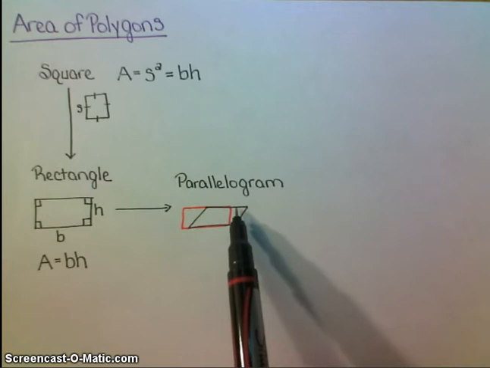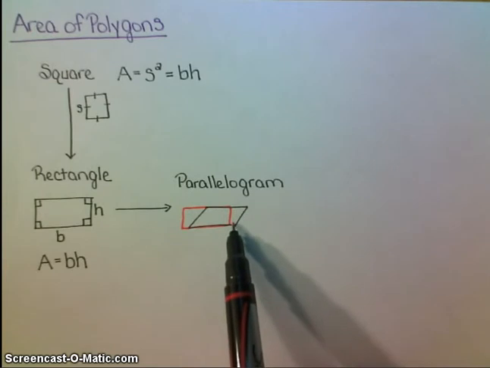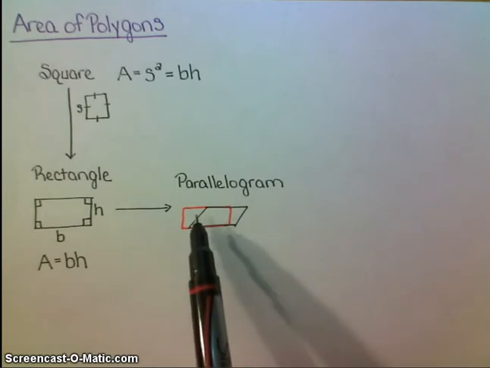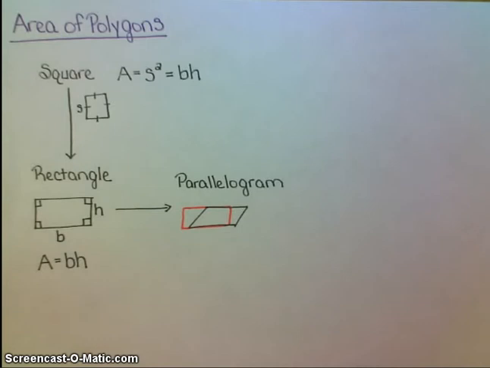So by taking off this end piece here, just picking it up, moving it down here, and placing it on the other end of the parallelogram, you have created a rectangle. Well, what's the area of a rectangle?